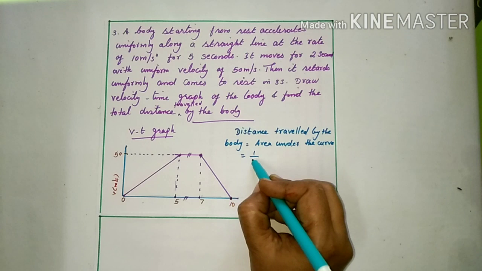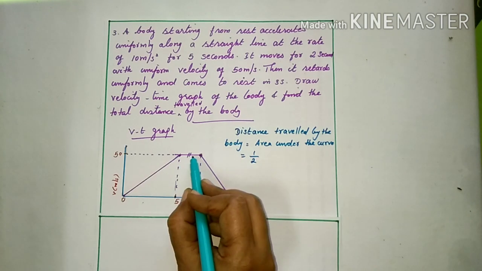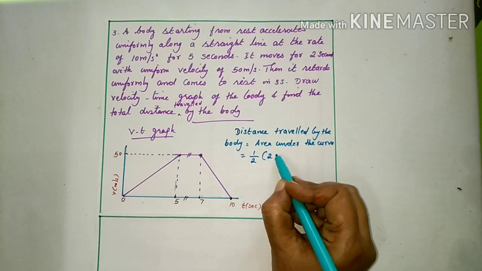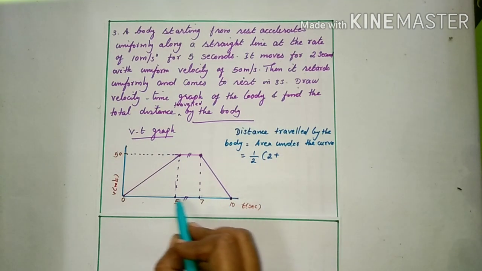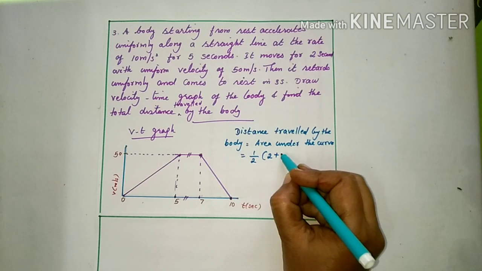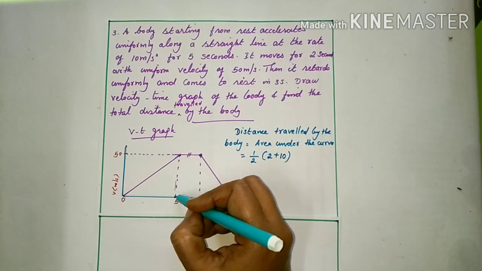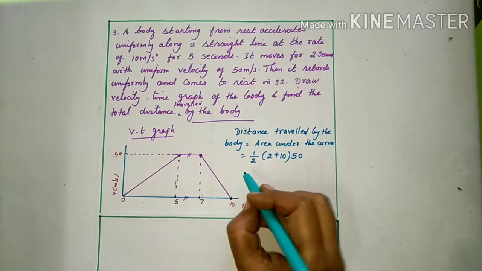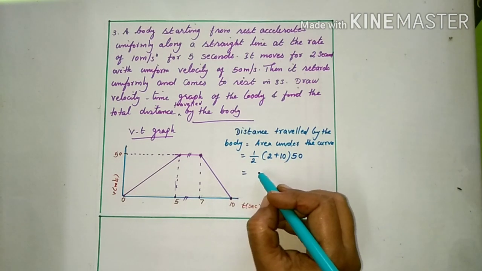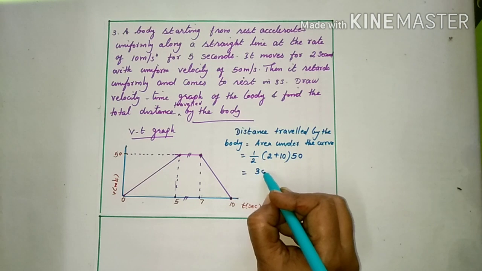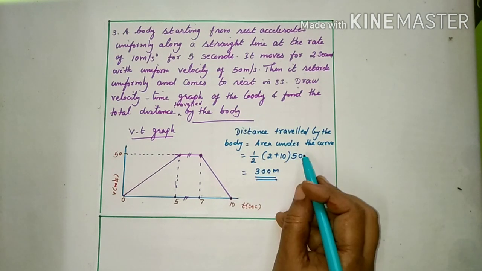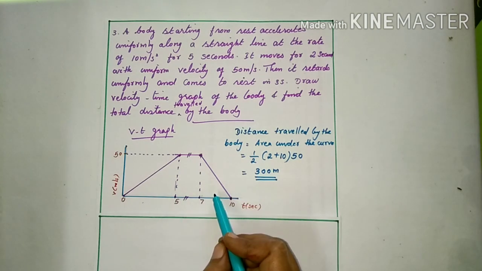So we can write half into, what is the distance? This distance, that is 7 minus 5, that is 2, plus, and what is this distance? That is 0 to 10. So we can write 10 into height. What is the height? 50 meter per second. Then after calculating, we get the answer, that is 300 meter. So this is the distance travelled by the body calculated from the velocity time graph.